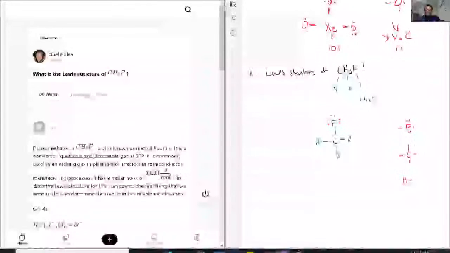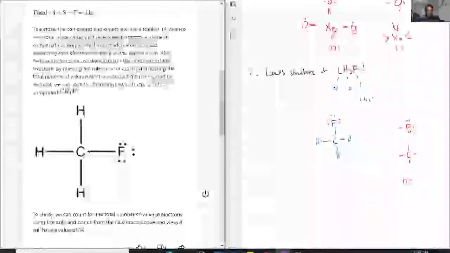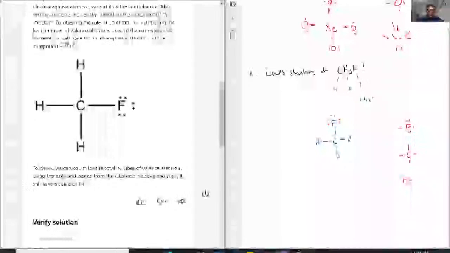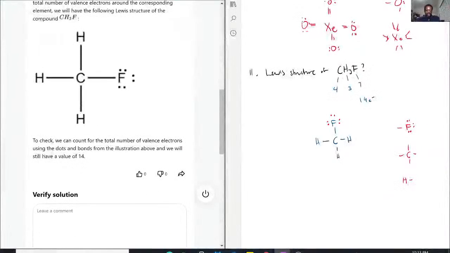So with this being said, yes, this is how you draw the Lewis structure of fluoromethane, as they call it. Let's see how our colleague did. 14 electrons surrounding the carbon, okay, and fluorine having the rest of the electrons. And there you have it. This would be the answer for the fluoromethane, and this is correct.